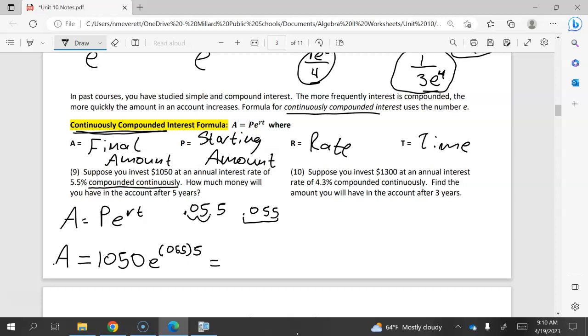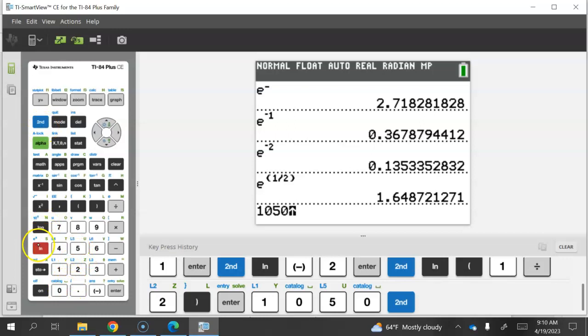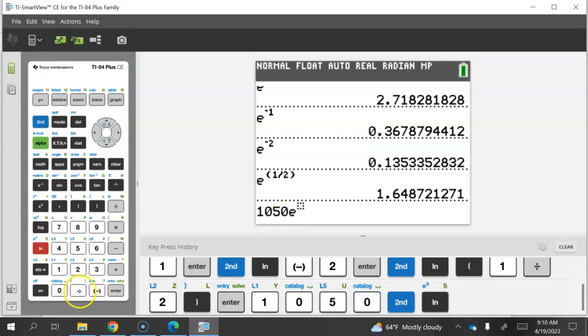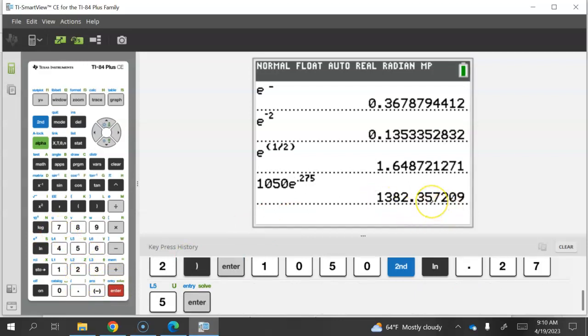Now, what I would do here is take that 0.055 and multiply it by the 5. You don't exactly have to, but I just like making this one number. It should be 1,050 e to the, and if you multiply that, you should get 0.275. And then from there, type that number in. So that's 1,050 times e, and then raise that to the 0.275. Click enter, and you have your final answer right there, 1,382.36.